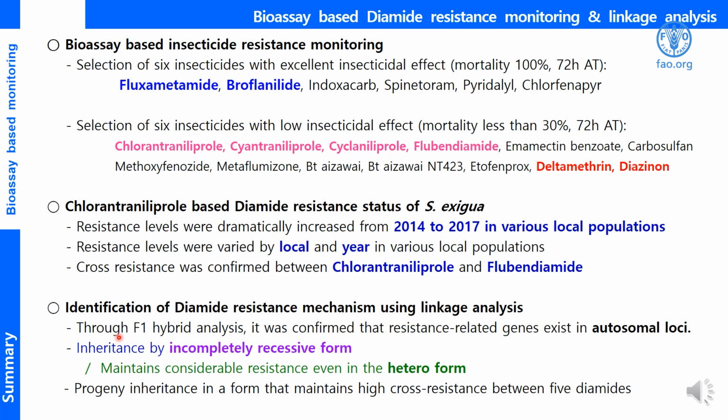Through F1 hybrid analysis, it was confirmed that the resistance-related gene exists in autosomal loci, not sex-linked, and is inherited in an incompletely recessive form, or maintains considerable resistance even in the heterozygous form. So let's focus on what kind of changes occur at the gene level.